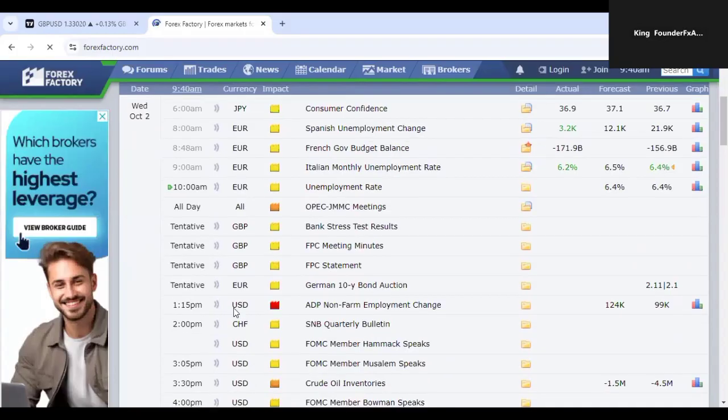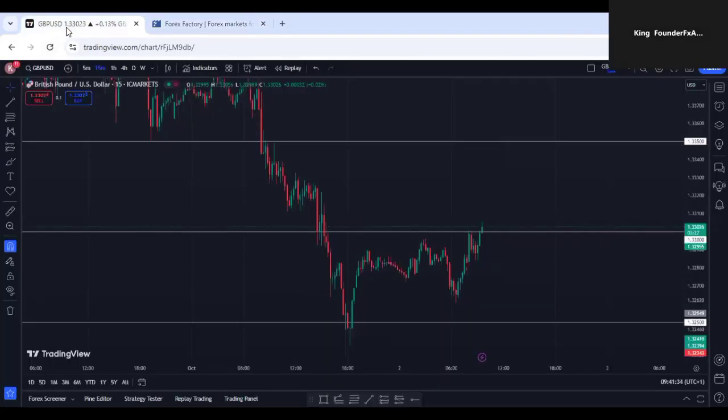Right. And I'm looking out for the high impact news, the one with the red calendar on it. If I hover onto it like this, it clearly tells me it's a high impact news and it's going to happen at 1:15 p.m. You can see how high impact expected. So now let's move back to our charts.